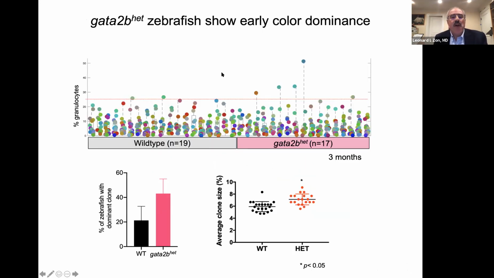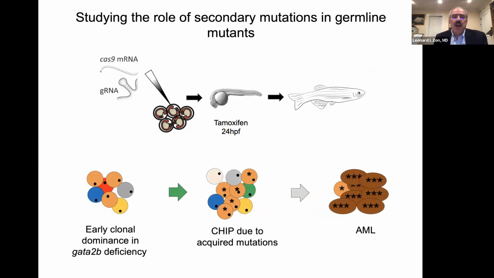Now, the surprise here, again, is when we look at just the GATA2 heterozygote, we get single fish that already have clonal hematopoiesis. In other words, these fish already have an expanded pool. And you can see here the percent of fish with a dominant clone, and the heterozygote leads to a larger clone size. So we're now looking for secondary mutations that would stimulate GATA2 deficiency to transition to AML and to also cause this expanded population. And that's work that we're currently doing.